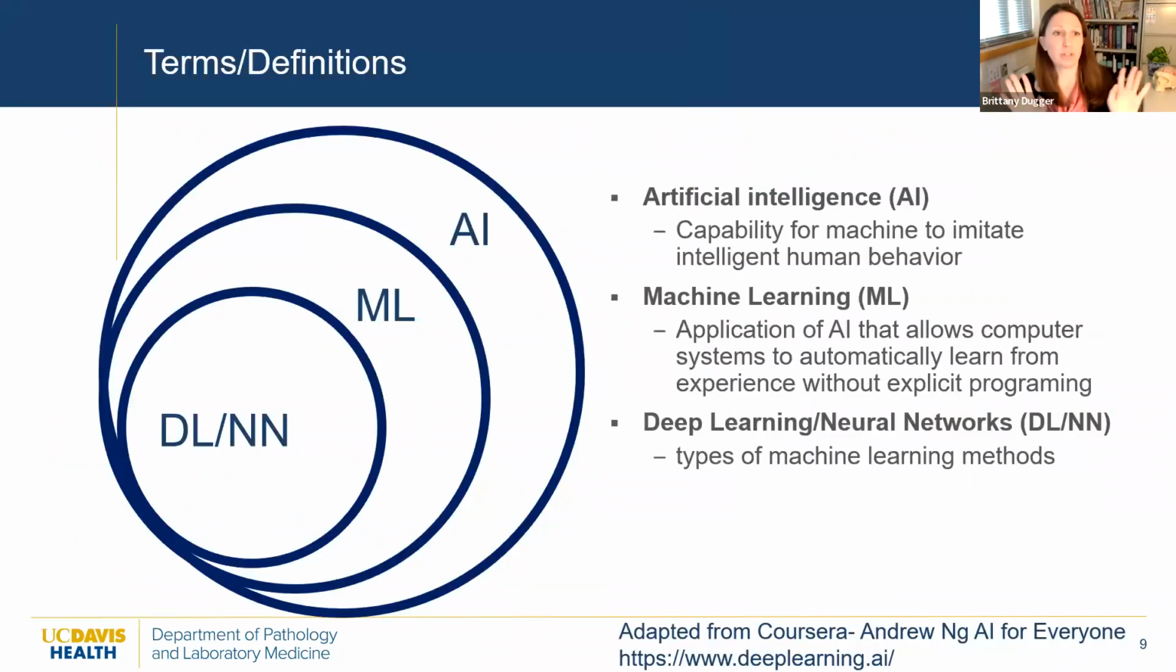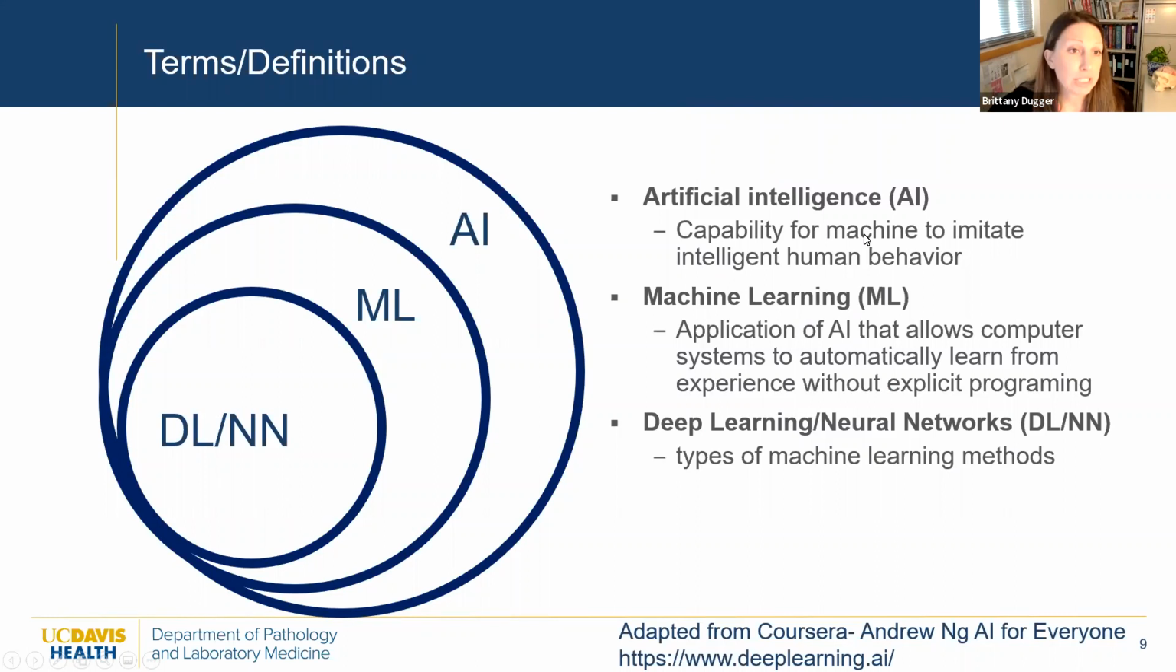I'm using these terms, right? I'm using machine learning, but what does it actually mean? How is it different from artificial intelligence? How is it different from deep learning and neural networks? These are all terms that people use, and I just wanted to show you how they're nested. I adapted this from a Coursera course, which is great if you want to dive a little deeper into this. It's called AI for Everyone.